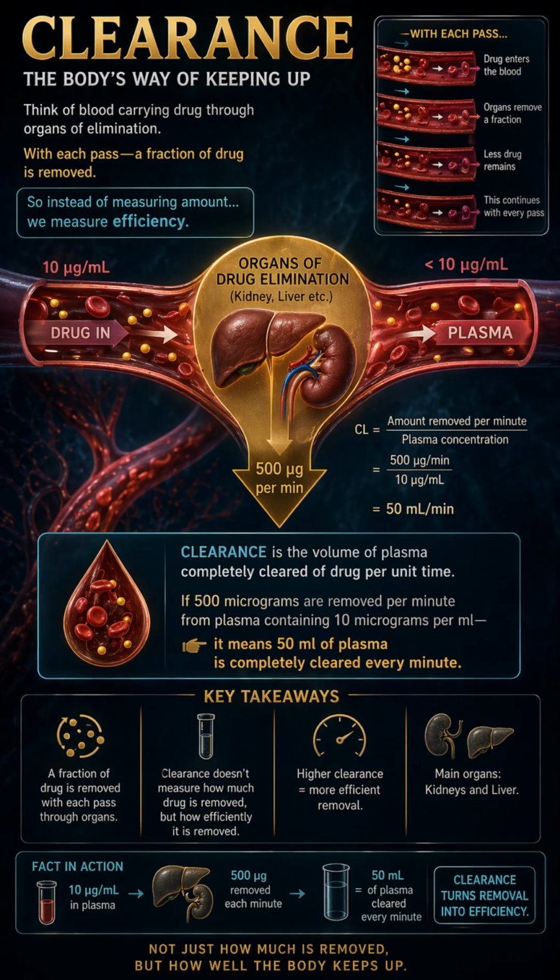Clearance is the volume of plasma completely cleared of drug per unit time. Now, if 500 micrograms are removed per minute from plasma containing 10 micrograms per ml, it means 50 ml of plasma is completely cleared every minute.